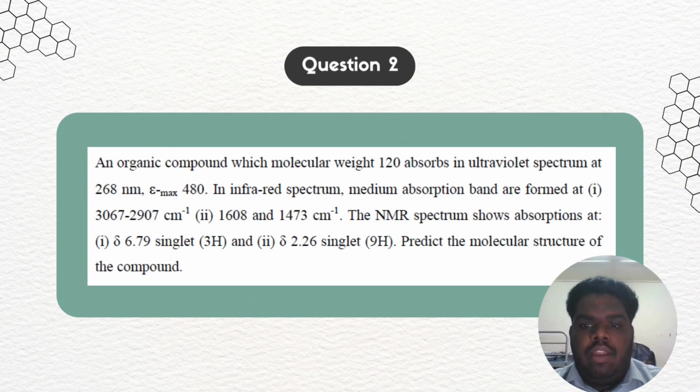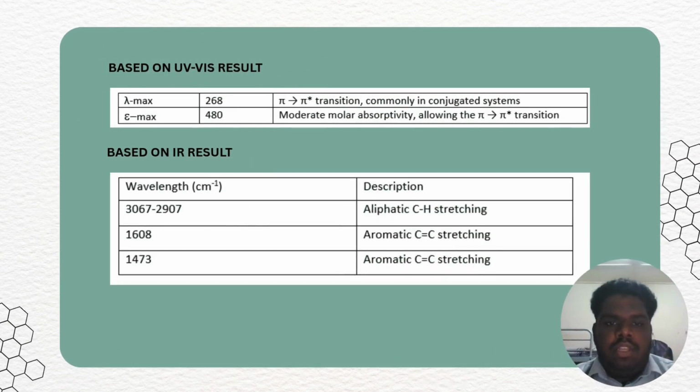Let's move on to question number 2. With the information given, we have to predict the molecular structure of the compound. Based on UV-Vis, a peak was observed at 268 nanometers, which is typical for a pi to pi star transition found in aromatic systems. This absorption occurs at a slightly higher wavelength than unsubstituted benzene, indicating the presence of electron-donating substituents such as methyl groups. These groups extend conjugation and cause a bathochromic shift, confirming a substituted aromatic ring.